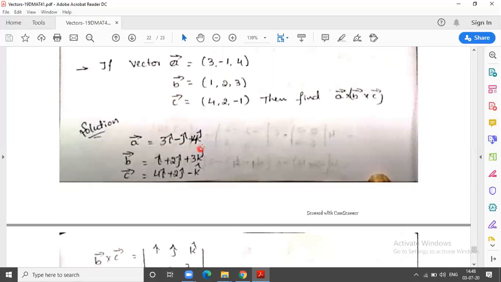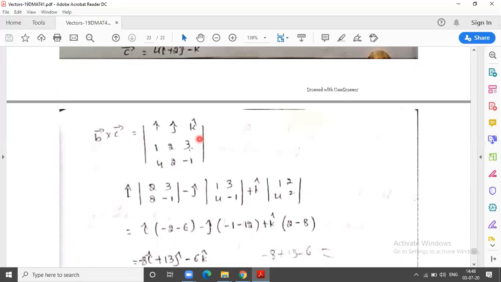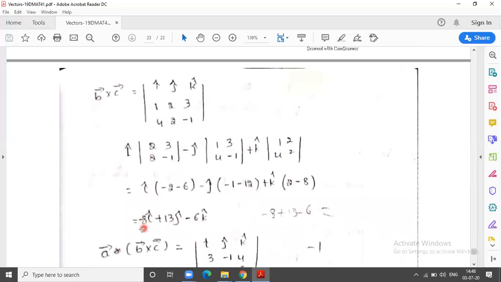Vector A equals 3i - j + k, B is i + 2j + 3k, and C is 4i + 2j - k. First find B cross C. The i, j, k components of B are 1, 2, 3, and of C are 4, 2, -1. If you find the cross product, you will get -8i + 13j - 6k. Now for A cross (B cross C), you have to consider this as a single vector.